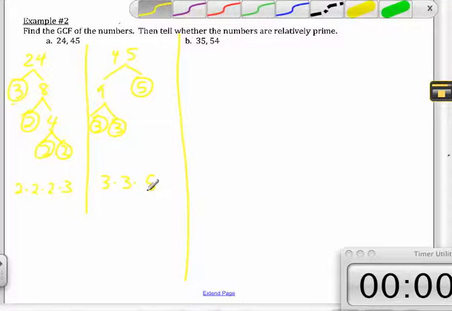Well, let's see. Do they both have a 2? No, so I have to skip that. Do they both have a 3? Okay, so I'm going to take this 3 and that one and put it down here. That cancels. Do they have another 3? No. Do they both have a 5? No. So the only thing they have in common is 3. That's the GCF. That's the biggest number that goes into both of them.